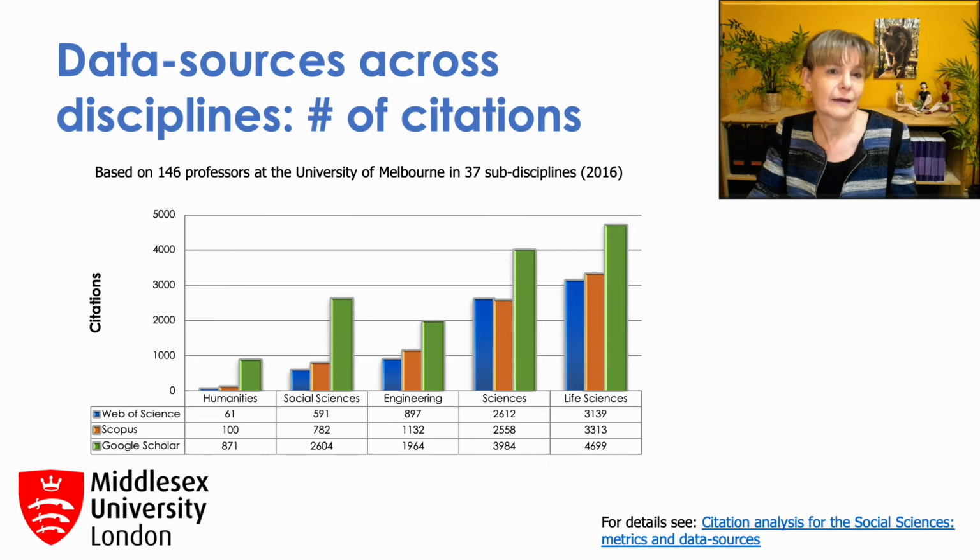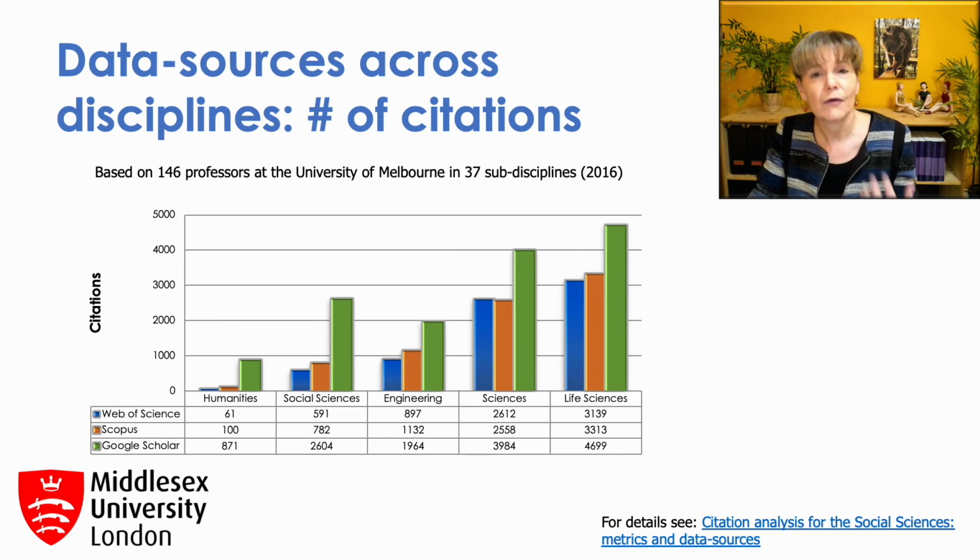Another way of looking at this is the difference between the Web of Science and Google Scholar citations. For the life sciences and sciences, Google Scholar provides 1.5 times as many citations as the Web of Science. For engineering, it's more than twice as much. For the social sciences, this is 4.5 times as much. And for humanities, it's a staggering 14 times as much.